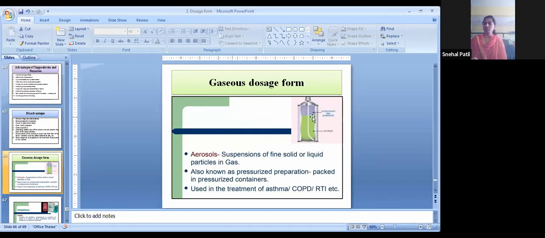So this is the picture of the aerosol. The suspension of fine solid or liquid particles in gas. Aerosol is the suspension of fine solid or liquid particles in gas, the gas form. It is also known as a pressurized preparation, packed in a pressurized container. It is used in the treatment of asthma, COPD and RTI.